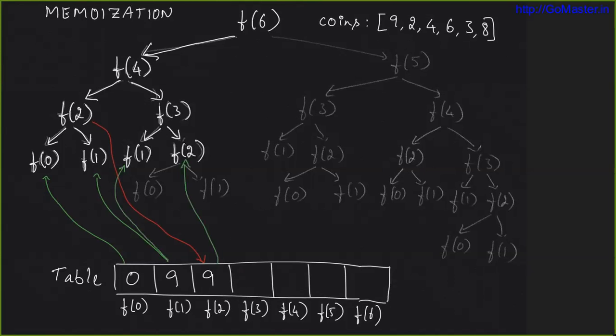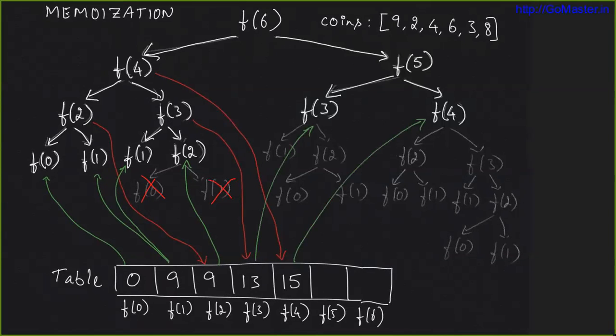So similarly, f of 3 also doesn't have it. It's going to call f of 1 and f of 2. Look now, f of 2, earlier it was solved. That's why it didn't even call these f of 0 and f of 1, right? Because it was already available, right? So similarly, if you go further, f of 3 and f of 4 are going to be updated in the table. So that will be useful later.